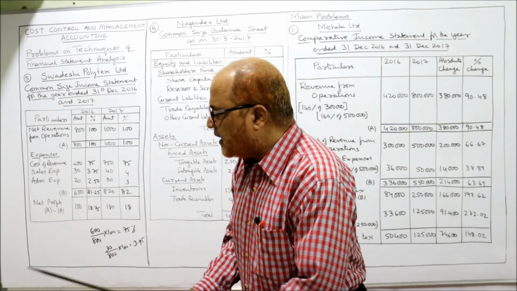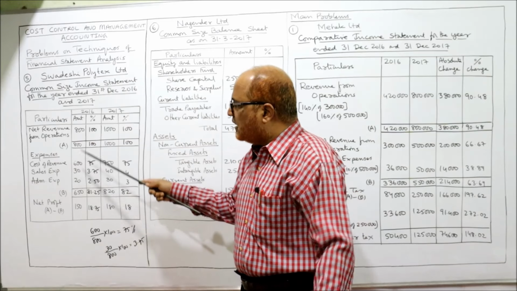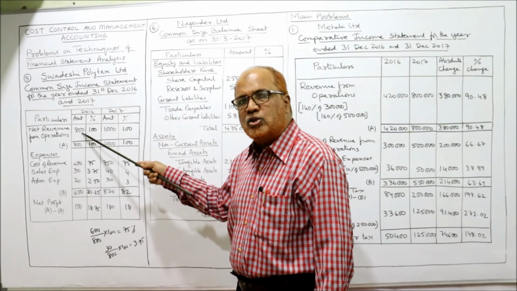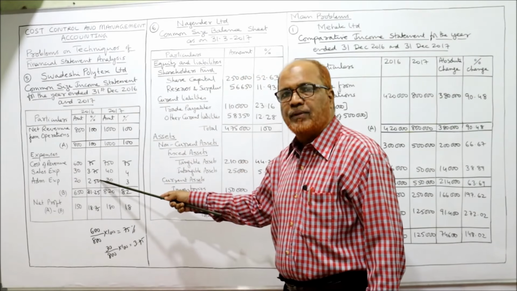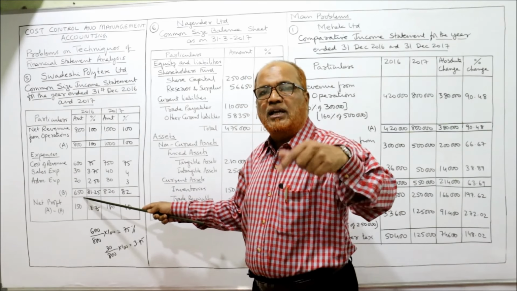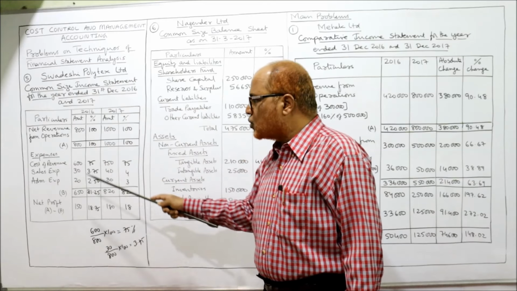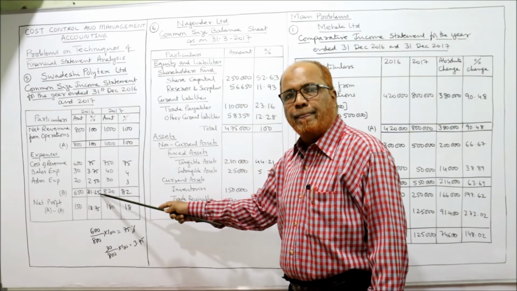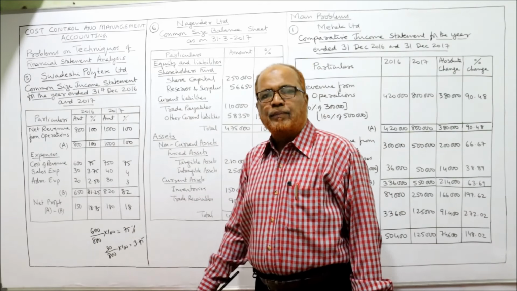Similarly, what is the numerator here? 20. 20 divided by 800 into 100. You will get 2.5. How much is the B total? 650. 650 divided by 800 into 100. You will get 81.25. Net profit is 150.